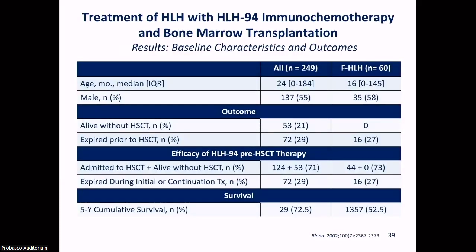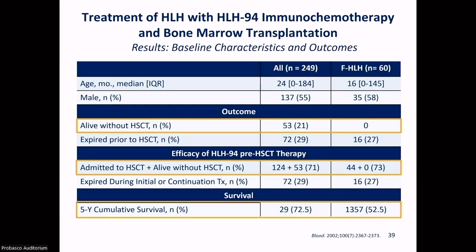So let's go ahead and talk about the results of this study. Looking first at their baseline characteristics, we can see a median age of about 24 months among all of the patients. Looking at the chart as a whole, they've separated the results of the primary or familial cases versus all. So all the patients they included, 249, this is where our secondary disease patients are going to fall into. First, looking at alive without stem cell transplant, 21% of patients in the population met that. 71% of patients were admitted to stem cell transplant or alive without it.